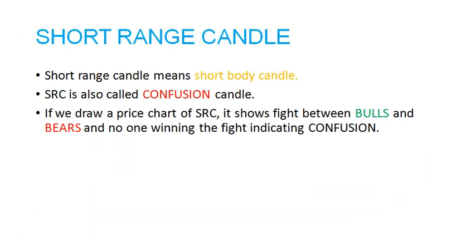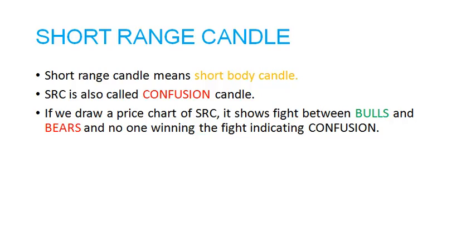Now on the other hand, there is something called a short range candle, which means that the body of the candle is small. It is also called a confusion candle. If we draw the price chart of an SRC, it shows there is a fight between the bulls and the bears, and nobody is really winning that particular fight, and hence there is confusion. So whenever we look at a short range candle, we are really looking at the bulls and the bears fighting.